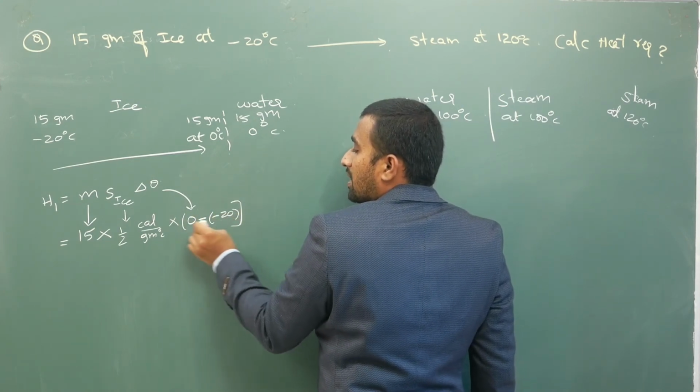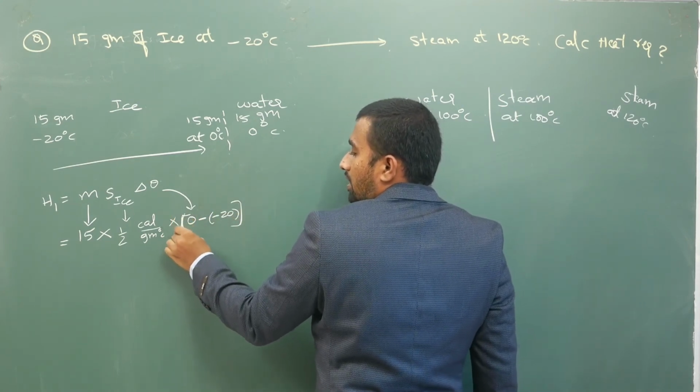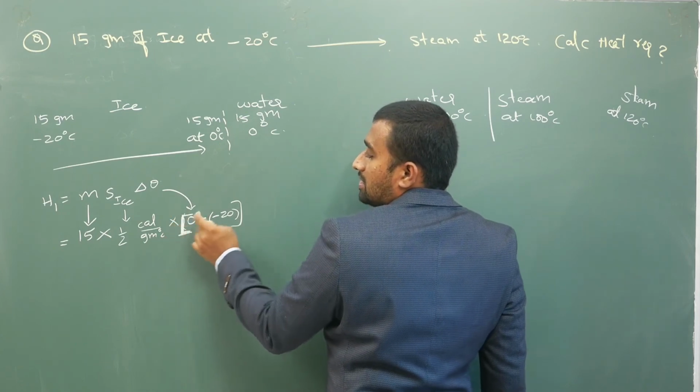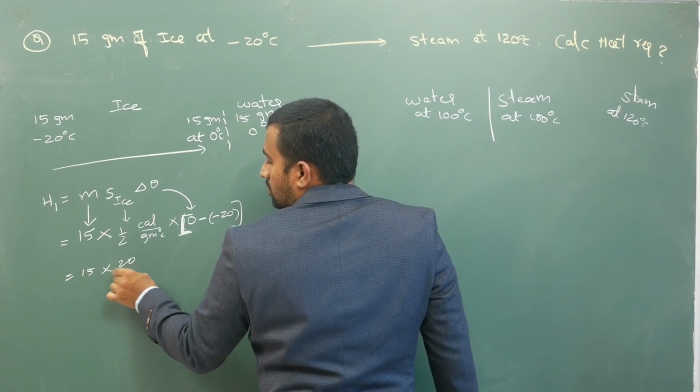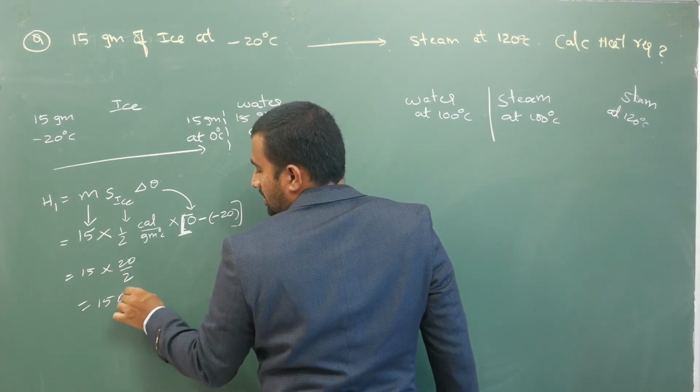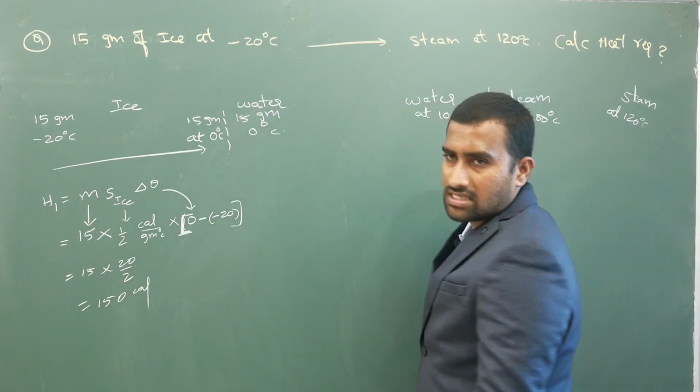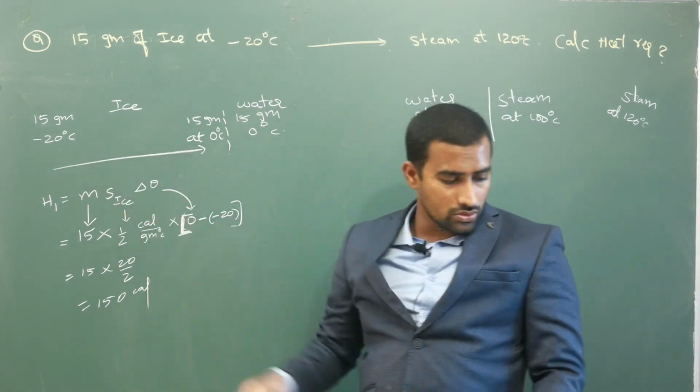Okay, do not keep the minus sign. So m s delta theta, final minus initial, that will give you 20. So 15 into 20 by 2, that is equal to 150 calories. This is your heat energy required by ice to come to 0.